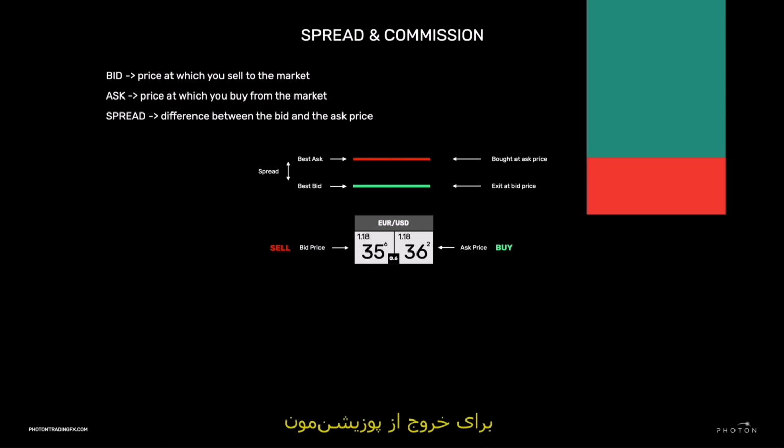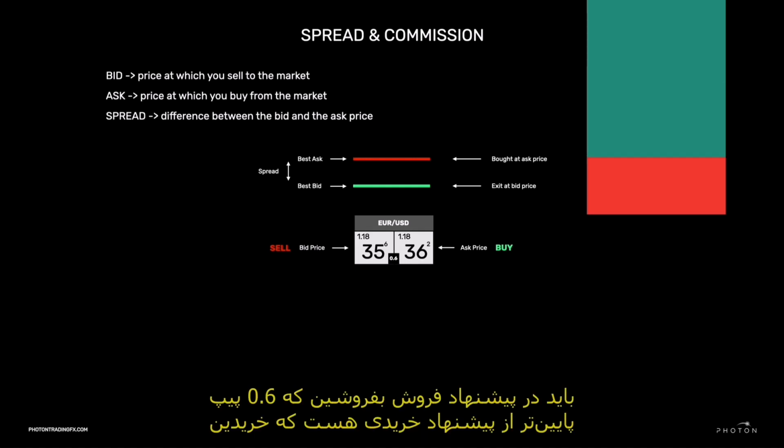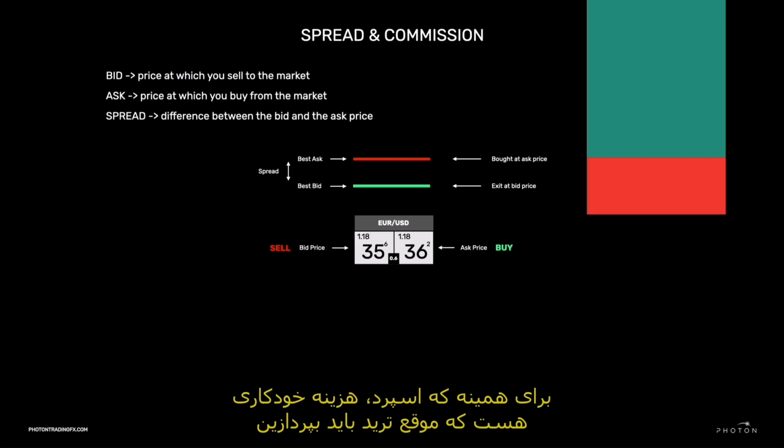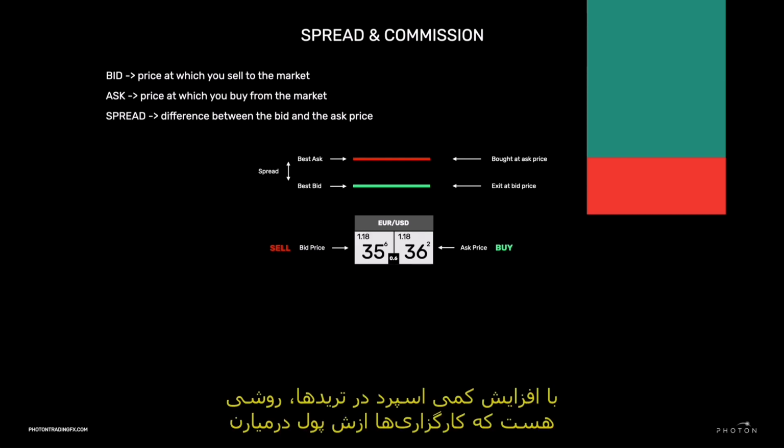And to exit out of your position, you need to sell at the bid, which is 0.6 pips lower than the ask price that you bought in at. So that's why the spread is your automatic cost of doing business to enter a trade. Now, slightly increasing the spread beyond the cost price, that is one method by which brokers make their money.